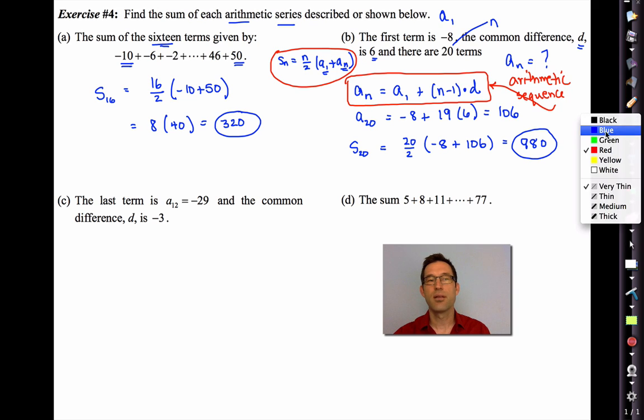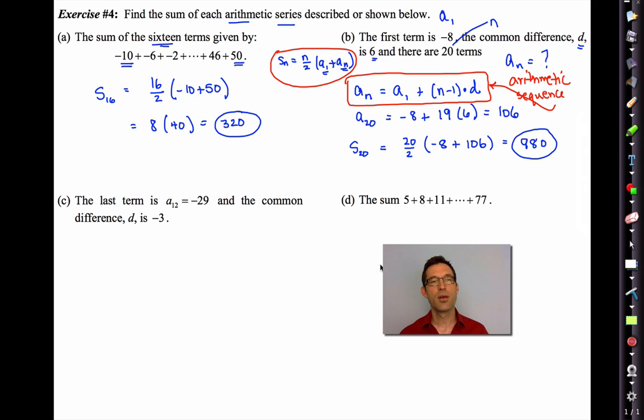Okay, let's take a look at letter C. The last term, A12, is -29, and the common difference, D, is -3. So again, pause the video now and see if you can figure out what the sum of this arithmetic series is going to be. All right, let's work on it.